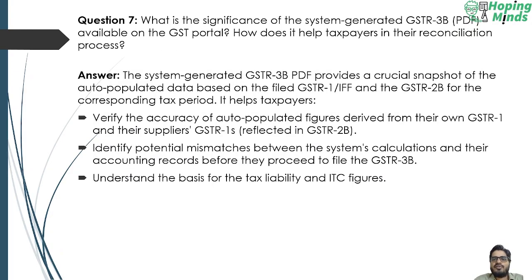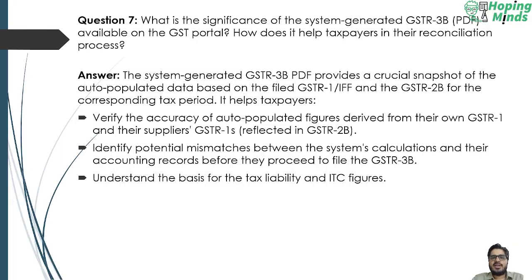What is the significance of the system generated GSTR 3B, that is in PDF format, available on the GST portal? How does it help the taxpayers in their reconciliation process? So once GSTR 1 return has been filed and the cutoff date of GSTR 2B has lapsed, a system generated GSTR 3B is available on the GST portal. This system generated GSTR 3B can be downloaded and matched with the data as filed in the GSTR 1 return.